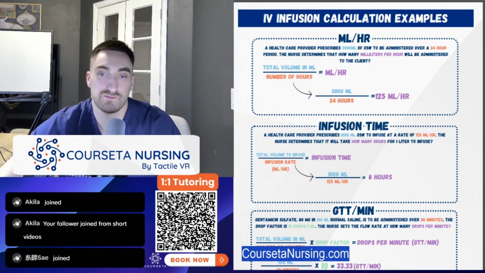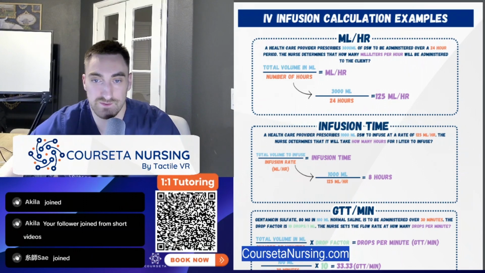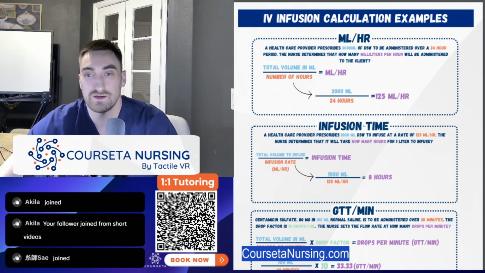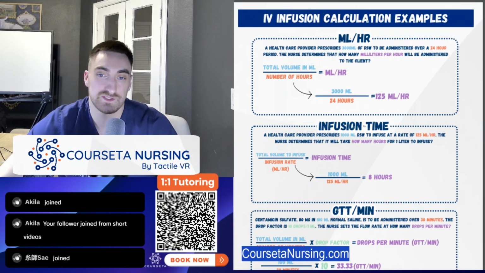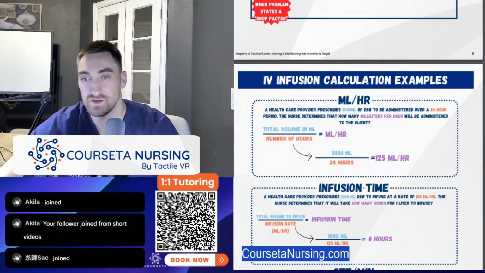All right, so how much volume do we want to infuse? Well, here it is, 1,000 mLs. So we'd put it there. Okay, what's the rate currently? It's 125 mLs per hour. So we simply just divide those out, and then there you go, 8 hours. So that would be how you figure out infusion time.